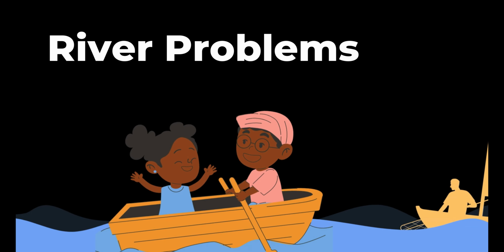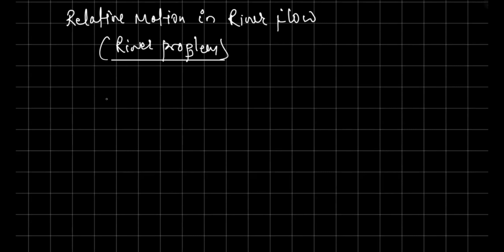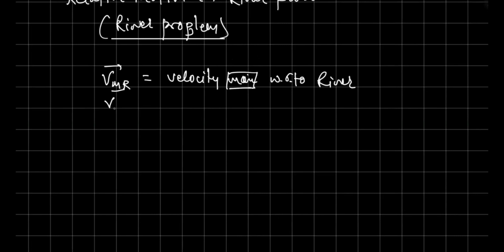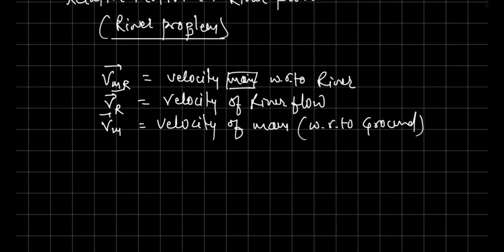Or you can simply say this is all going to be a river problem. यहाँ पे जो कुछ चीजें आपको समझना है ना, जैसे कि मैं यहाँ पे यूज करूंगा वेलोसिटी एम आर, इसका मतलब क्या है, velocity of man with respect to river, and then I can say v_r is going to be velocity of river flow, and there's one more term that we are going to call v_m, that is going to be velocity of man. Actually this is with respect to ground.